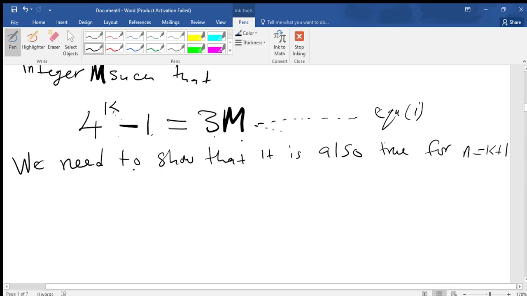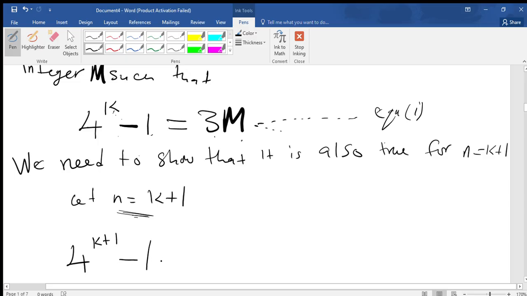So for n equals k plus 1, if we let n equal k plus 1, what do we have? Obviously when showing this, equation 1 will help us make sure that for n equal to k plus 1, it is clearly shown. So we let n equal k plus 1. It means the expression we're going to have will be 4 power k plus 1 minus 1.